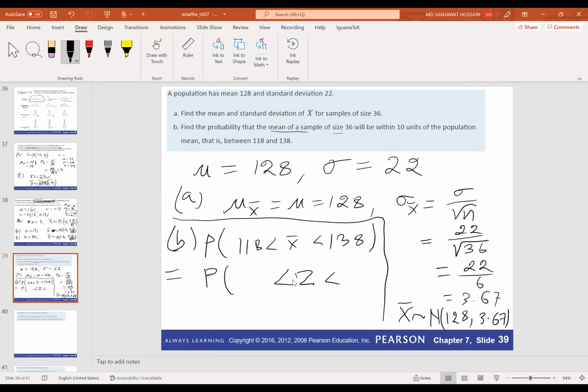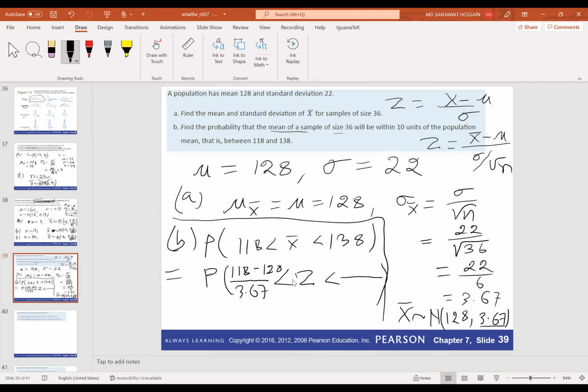So how do we calculate the z-score? When X is normal distribution, the z-score is X minus mu over sigma. But now we have X bar, we do not have X. So in case of X bar, the z-score will be X bar minus mu, over the standard deviation sigma over square root of n. So this is the formula for the z-score for X bar. So 118 becomes 118 minus mu, which is 128, and sigma over square root of n, we already calculated, is 3.67. So it will be divided by 3.67.